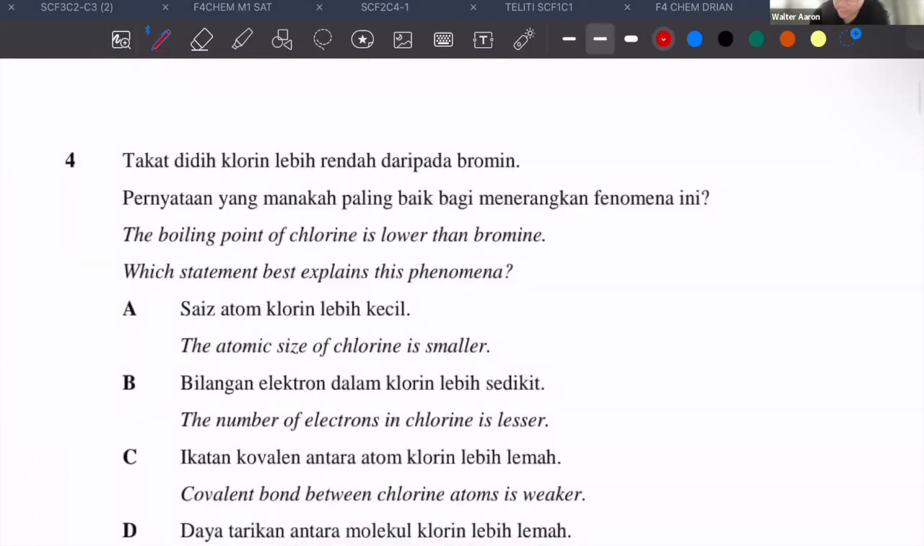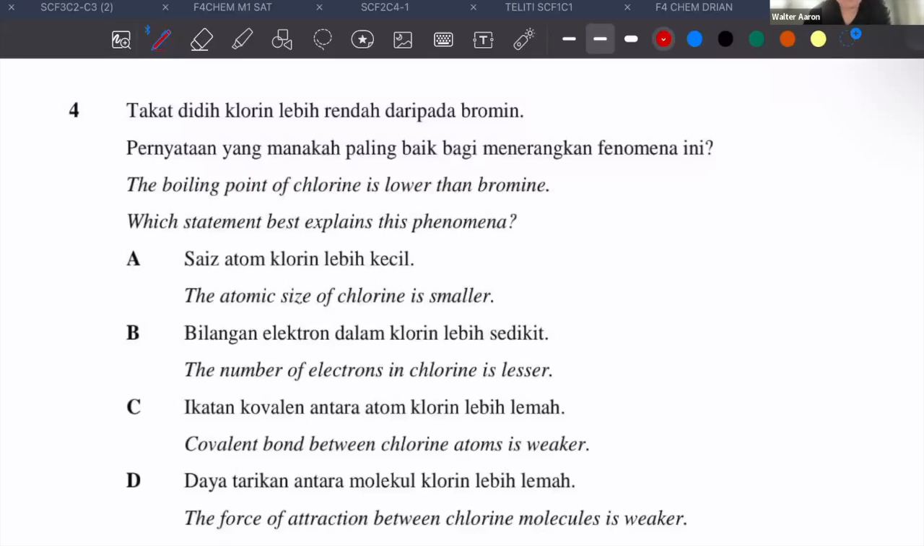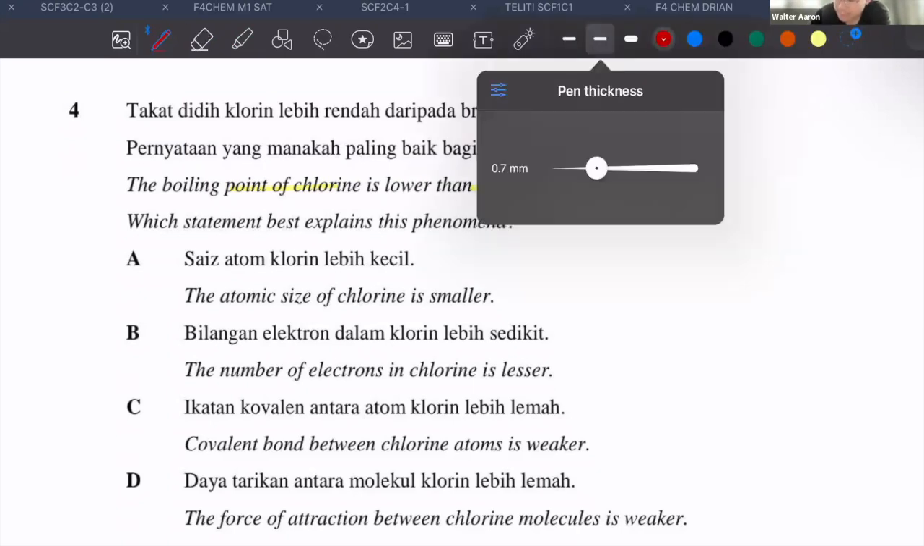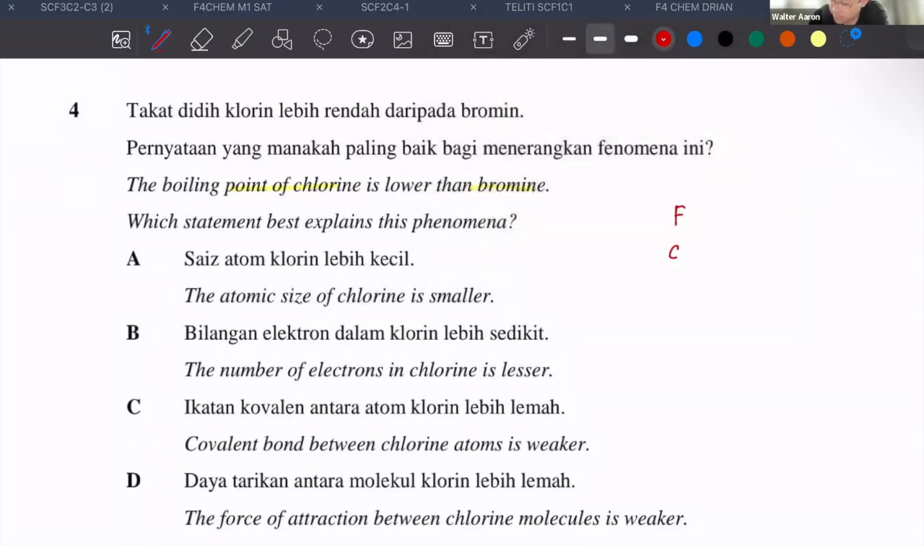Let's look at number 4. The boiling point of chlorine is lower than bromine. Which statement best explains this phenomenon? I think the main idea is very simple. Going down group 17 in this sequence, it basically goes down from fluorine onwards. So we have fluorine, followed by chlorine, then bromine, then iodine.